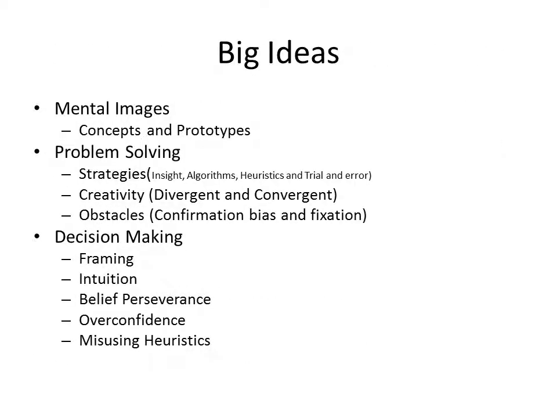The big idea is this is the layout. If I were to do a hierarchy, cognition would be at the top, and then coming down would be mental images, problem solving, and decision making. These are the three areas we are going to study. Coming down from mental images, we'll talk about concepts and prototypes. Problem solving, we'll talk about strategies for problem solving. We'll talk about how creativity can impact problem solving, and then different obstacles you can overcome with problem solving.